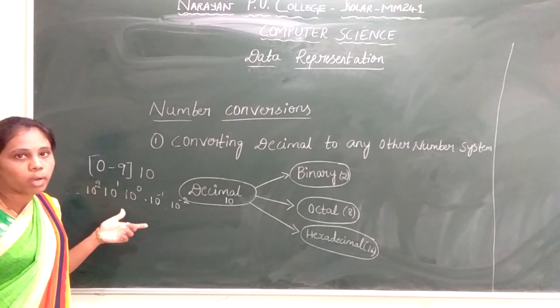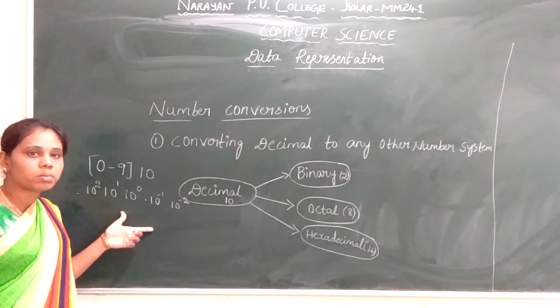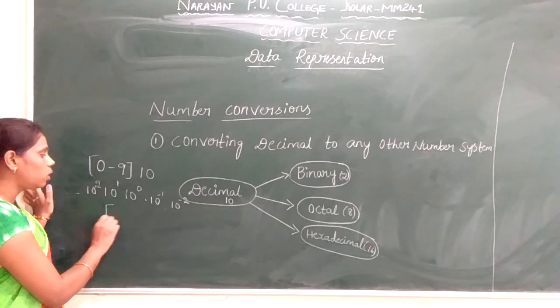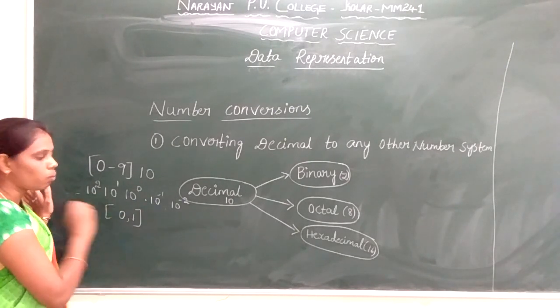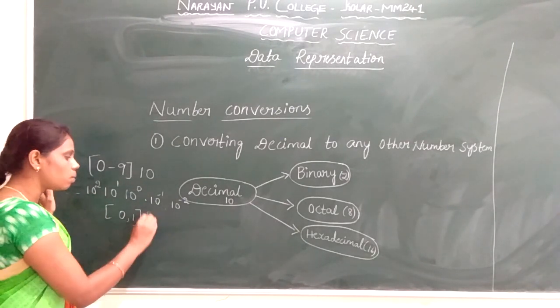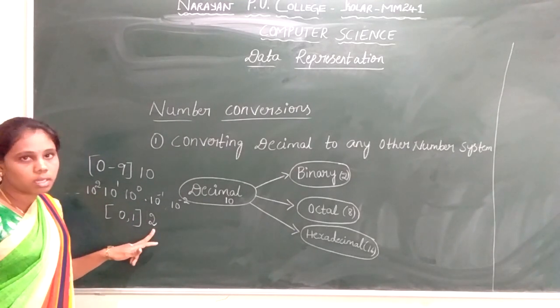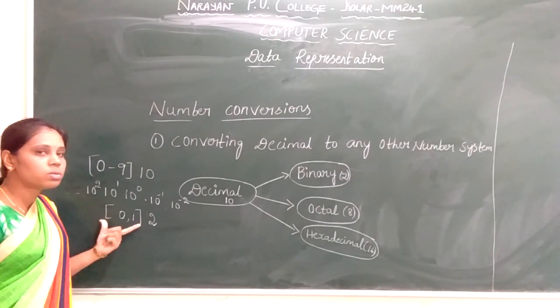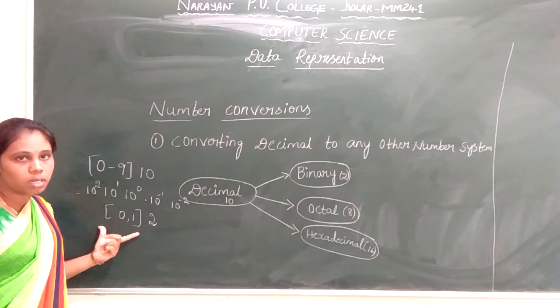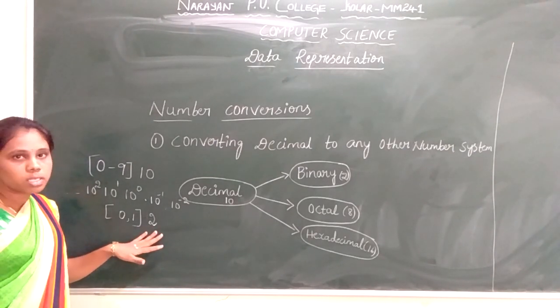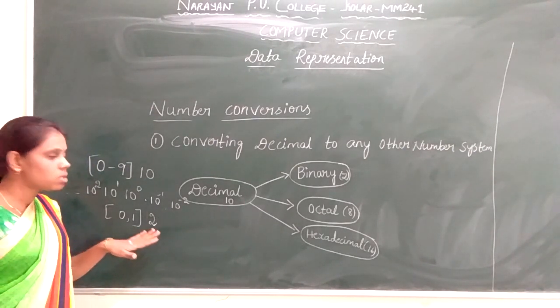Next we studied the binary number system. In the binary number system we use only 2 digits, that is 0 and 1. Hence the base of this number system is 2. Why is the base of the binary number system 2? Because we are using only 2 digits in binary numbers, hence the base of the binary number system is 2.